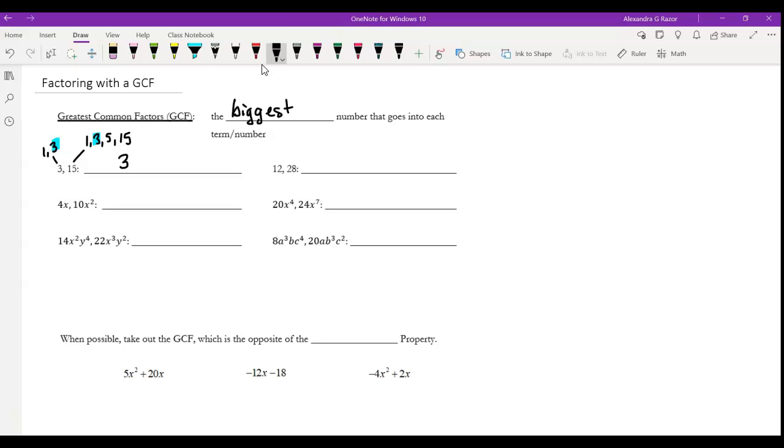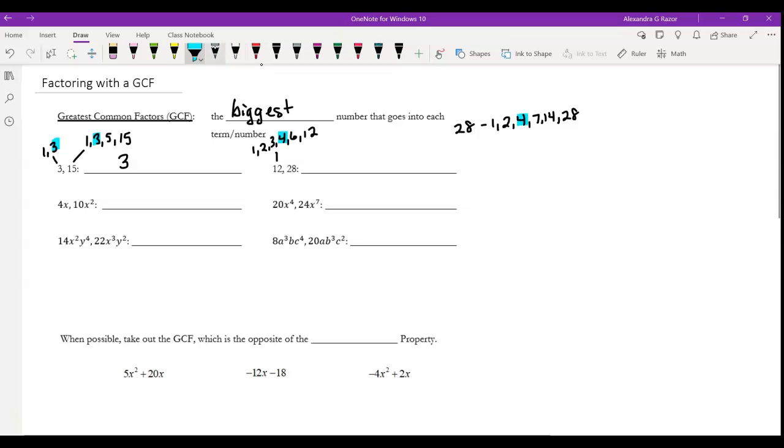For 12, our factors are 1, 2, 3, 4, 6, and 12. For 28, our factors are 1, 2, 4, 7, 14, and 28. And so our biggest number is 4.